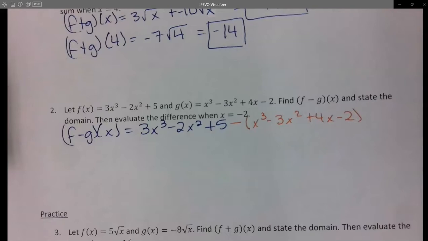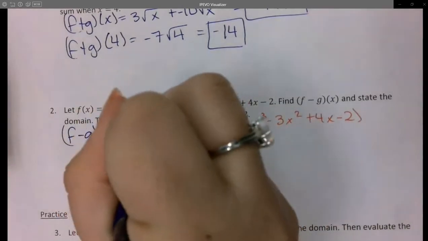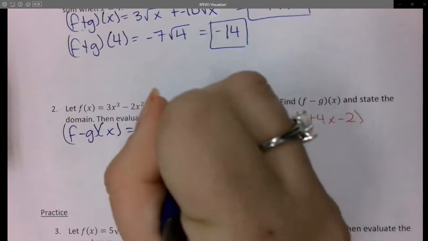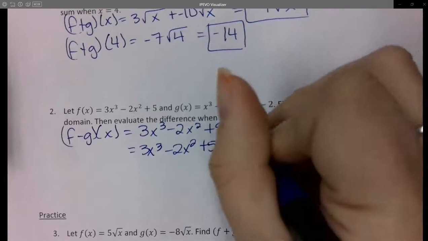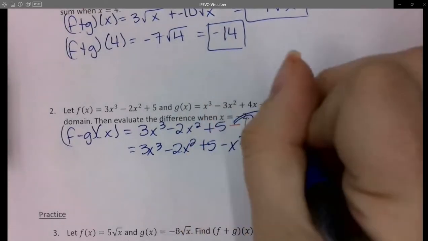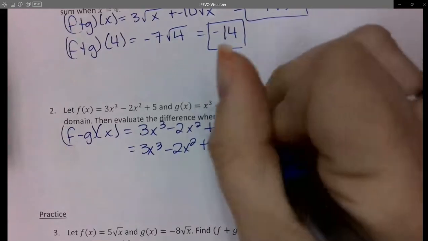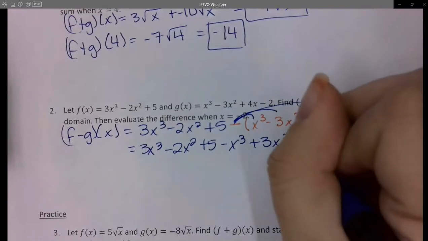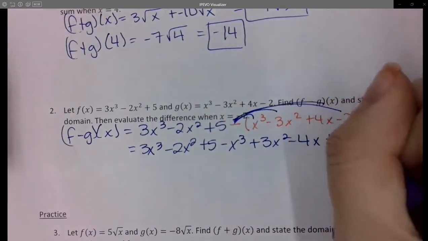Then I want to go ahead and distribute that negative. So the first half stays the same again. So I'm going to have negative times x cubed gives me negative x cubed. Negative times negative 3x squared gives me positive 3x squared. Negative times 4x gives me negative 4x. Negative times negative 2 gives me positive 2.